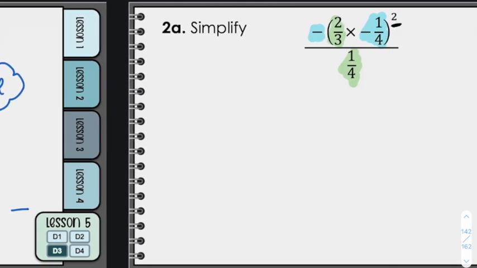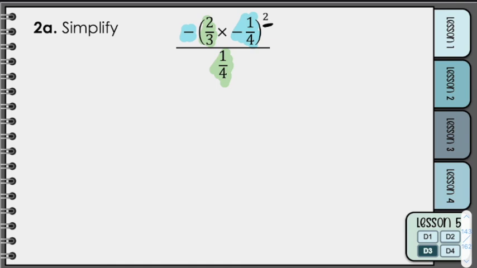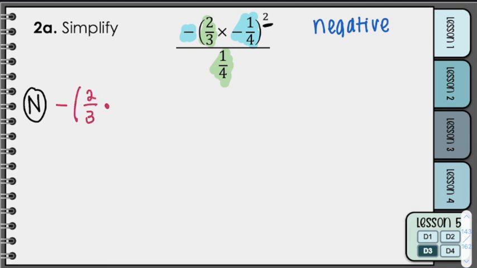All right, so let's move on to 2B. So now we actually have to simplify. We know it's going to be a negative answer. We just need to see what the actual value is going to be. So here we are going to simplify the numerator. We're going to get negative 2/3 times negative 1/4 to the second power. We have negative on the outside, 2/3 times negative 1/4, you're going to get negative 2/12.